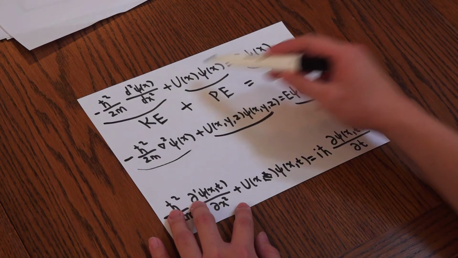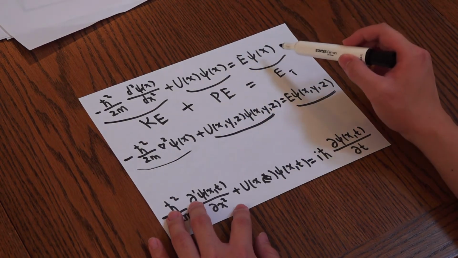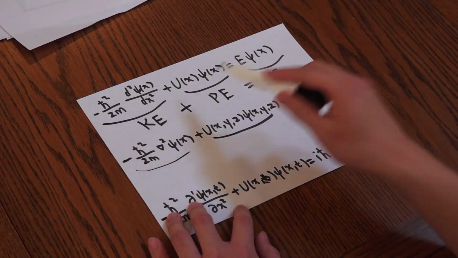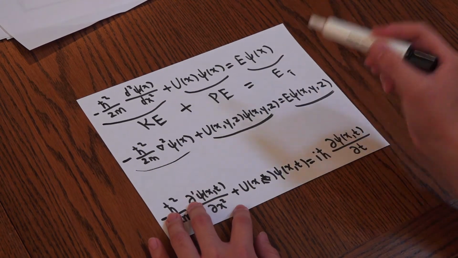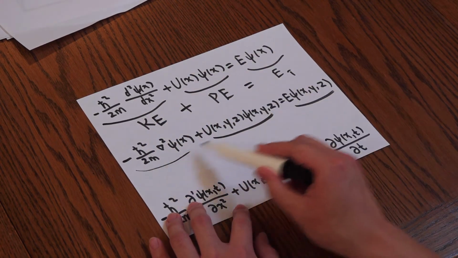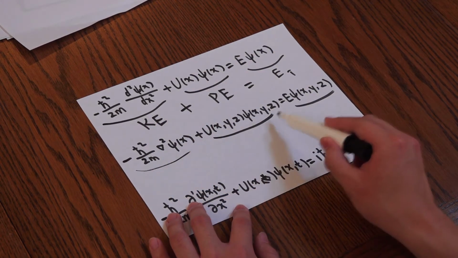But the first one that we're seeing right here is called the time-independent Schrodinger's equation. What this essentially means is that the energy does not change over time, so the energy remains constant. And this is in one-dimensional space. And for this one, this is also a time-independent Schrodinger's equation.